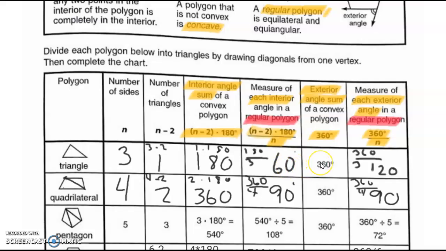The sum of all the exterior angles is 360. It doesn't matter how many sides it has. The sum is always going to be 360. So we take 360 divided by 3 to get 120. That 120 measures each exterior angle in the regular polygon, provided it is regular. And there you have the formulas over here on the top.